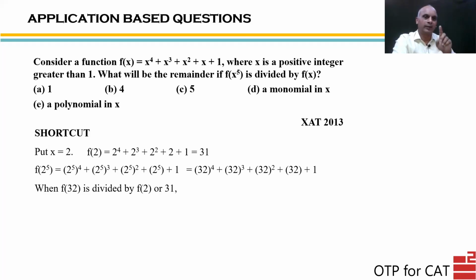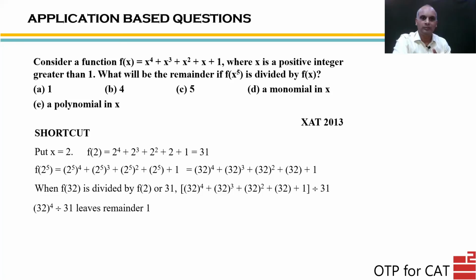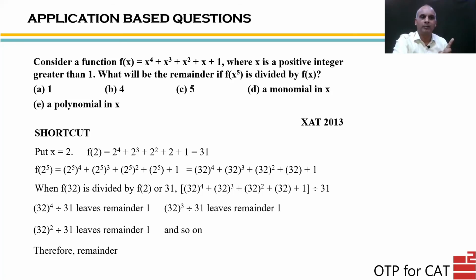So my first term remainder is 1 to the power 4. Second term, 32 to the power 3 divided by 31, what's the remainder? So 32 by 31 remainder is again 1. So we have 1 cube and so on. You see this? And therefore my remainder is 1 plus 1 plus 1, 5 times, and that is equal to 5. That's also a way of solving this question.